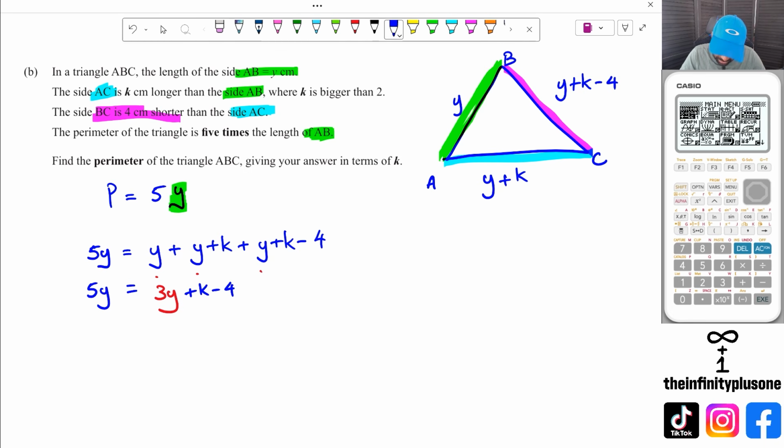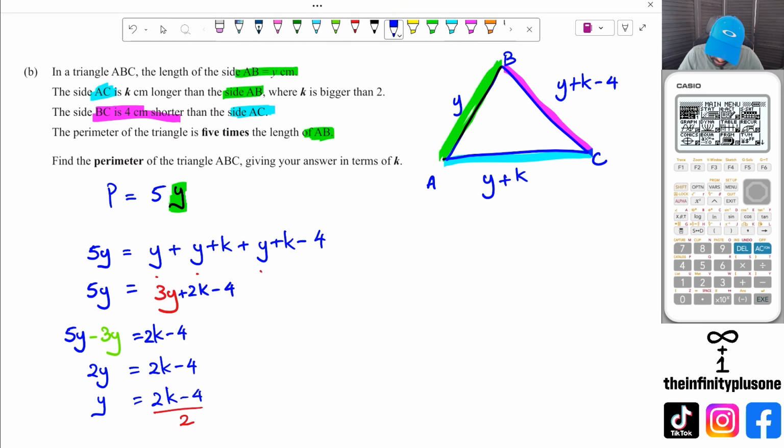And if I was to rearrange this, what am I going to get? Rearranging this, I'm going to get 5y. Now the positive 3y when it comes to the left-hand side is going to become a minus, so it's going to become minus 3y equals k minus 4. I'm just trying to think, what have I missed here? Yes, I realize what I've missed there. That's got to be 2. Yep, so 2y is equal to 2k minus 4, and then y is equal to 2k minus 4, and we're going to divide this by 2. And you might be wondering why I'm doing this.